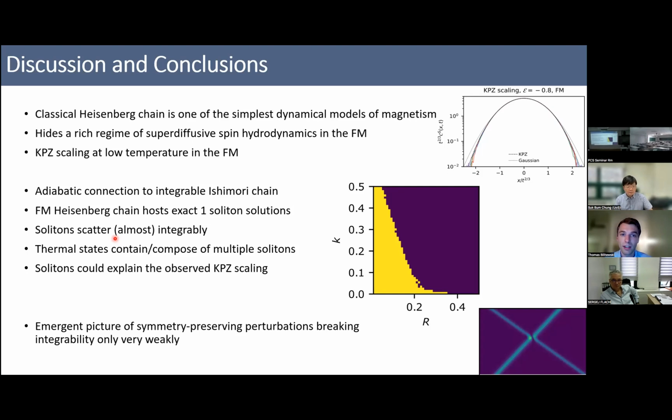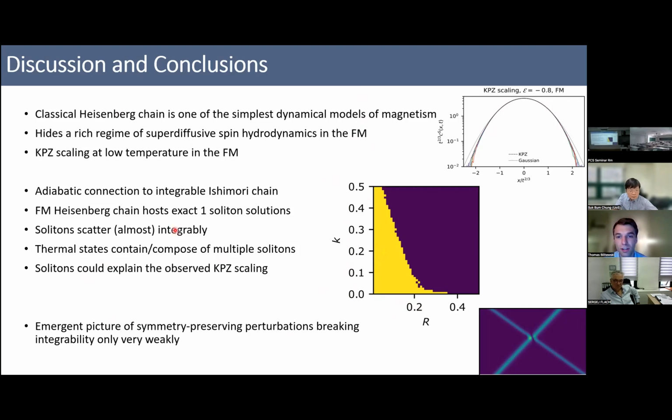And the explanation I wanted to put forward here is that this could be explained by a connection to an integrable Ishimori chain, where really the solitons in the Heisenberg chain descend from solitons of a close-by, where close-by isn't really well defined, integrable model, with the surprising finding that we have exact solutions for stationary solitons and at least adiabatic solitons for moving solitons for the Heisenberg chain, which previously, to our knowledge, haven't been known to exist in the simple ferromagnet Heisenberg model.